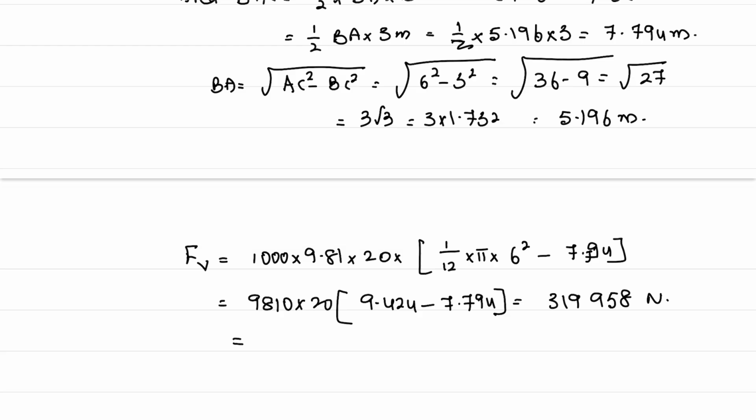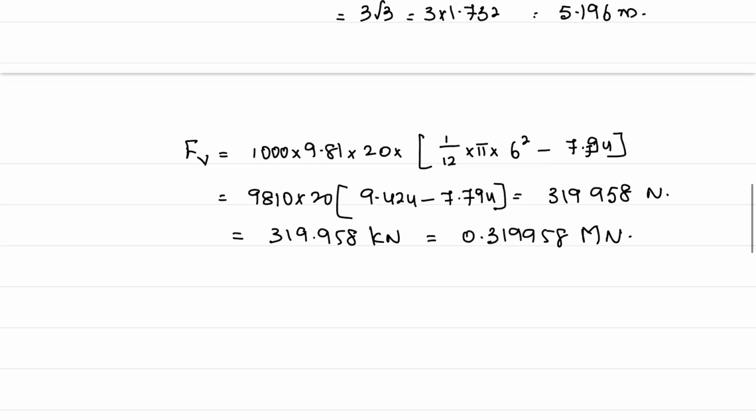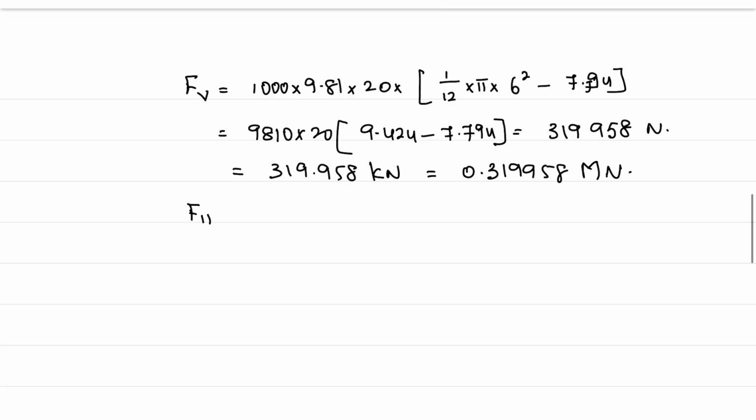This is equal to 319.958 kilonewtons, which is equal to 0.319958 meganewtons. What is the horizontal force we have got? Horizontal force is equal to 882.9 kilonewtons. Let us find out in kilonewtons and convert into meganewtons afterwards.